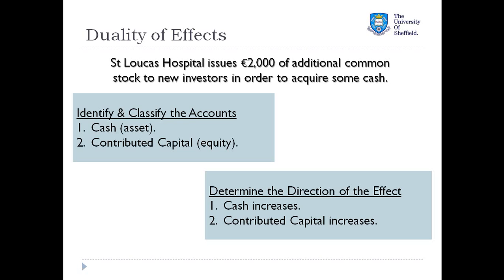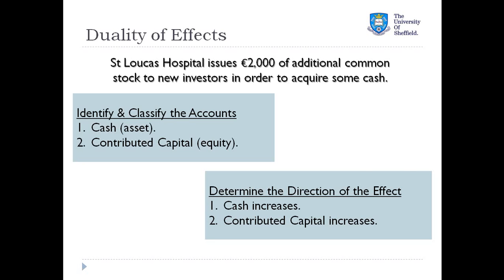What is going to be the direction of the effect? Obviously, cash is going to be increased. It's going to appreciate. We're going to have more cash in our company. Why is that? Because new owners are going to give their money to this particular company. And at the same time, the equity part is going to be increased as well.